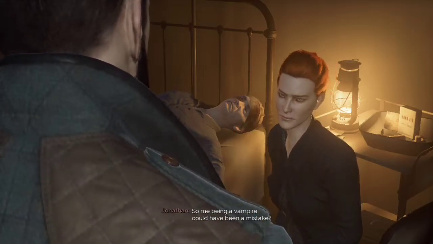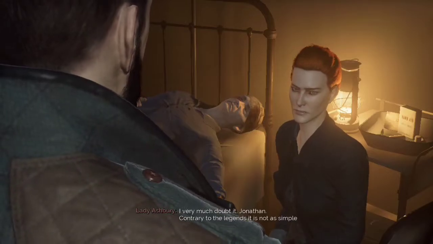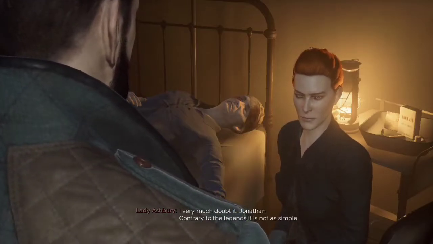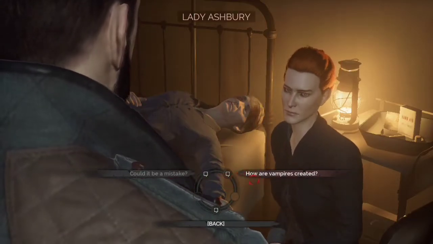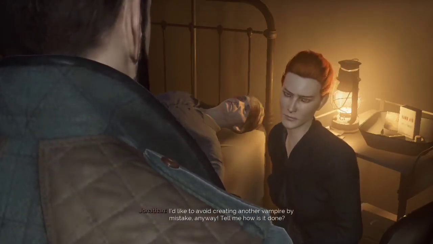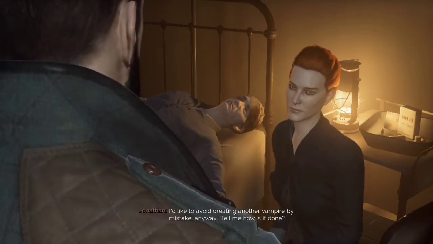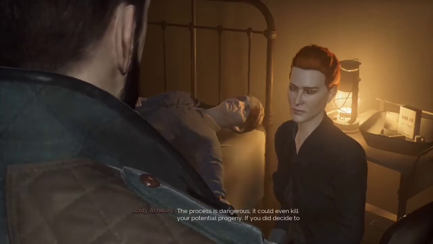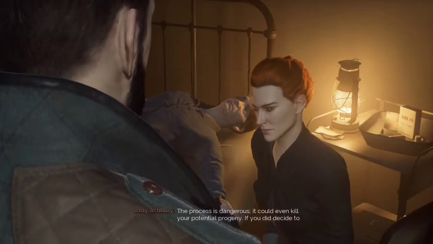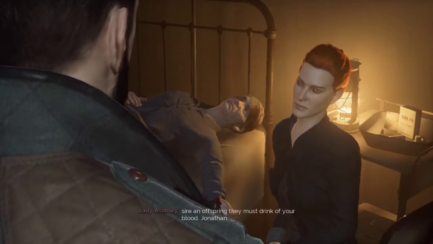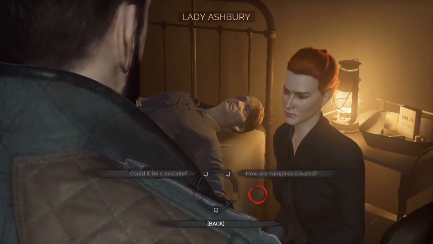Okay, it would be a mistake. So me being a vampire could have been a mistake? I very much doubt it, Jonathan. Contrary to the legends, it is not as simple to make another vampire by just biting someone. And now we have to know about how vampires are created. I'd like to avoid creating another vampire by mistake anyway. Tell me, how is it done? The process is dangerous. It could even kill your potential progeny. If you did decide to sire an offspring, they must drink of your blood, Jonathan.